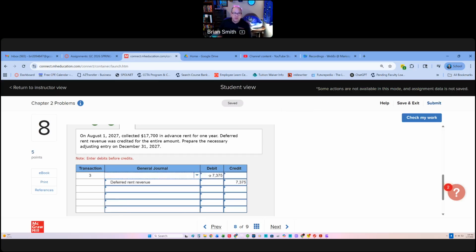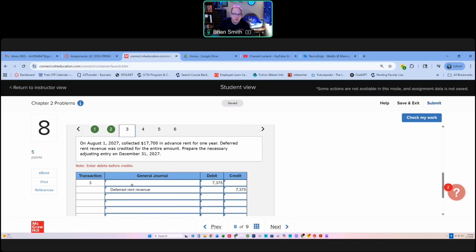And then we're going to credit rent revenue. Why did it say deferred? And then this is going to be, oh, this one's deferred rent revenue. There we go. We're debiting the, see, this could easily have just said unearned rent, from our Accounting 111.